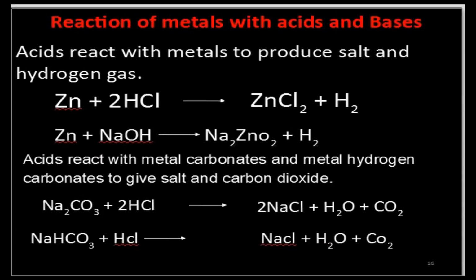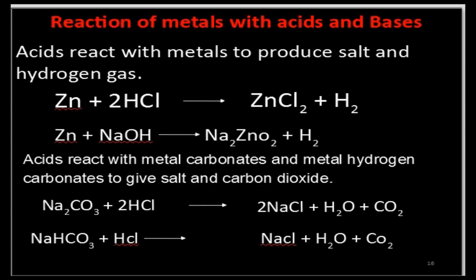Reaction of metals with acids and bases. Acid reacts with metal to produce salt and hydrogen gas. Zinc plus hydrochloric acid gives zinc chloride plus hydrogen gas liberated. And zinc plus sodium hydroxide gives sodium zincate plus hydrogen gas liberated. From this experiment it is understood that when a metal reacts with both acid as well as base, it forms salts and there is displacement of hydrogen gas.